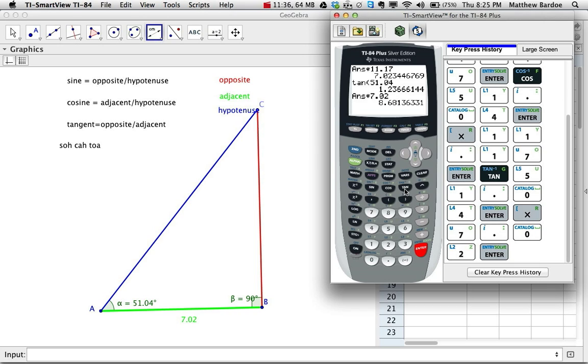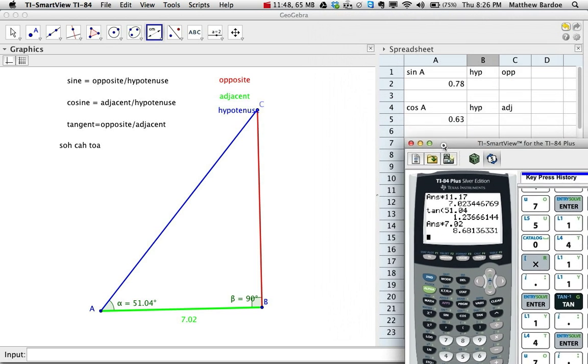So I hope this helps you with some ideas about how sine, cosine, and tangent work, how to use them to compute different sides of a triangle, and how they are based on the ideas of similarity.